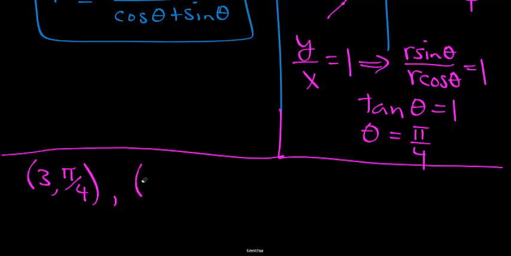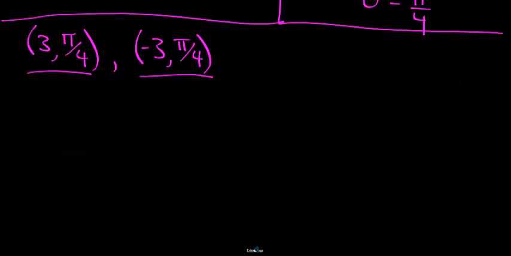And let's suppose we've got negative 3 comma pi over 4. Now notice both of these are on this line, theta equals pi over 4, right? This is a point on that line, and this is a point on that line. The r is just different. Now, do you remember what is the difference when you have 3 and negative 3, and you're going to plot those? What is the difference?